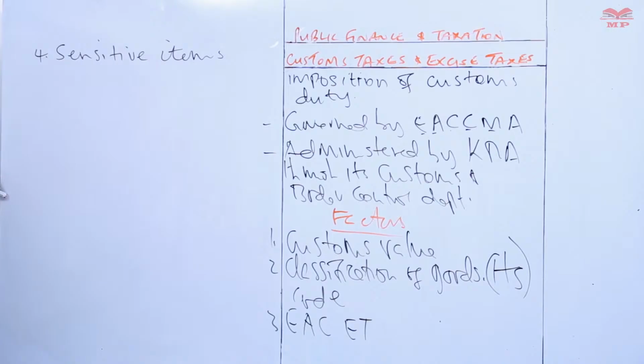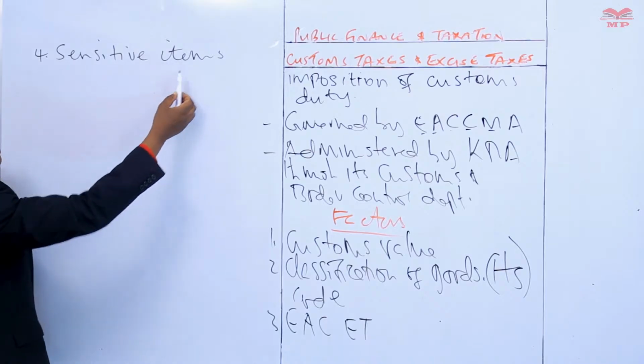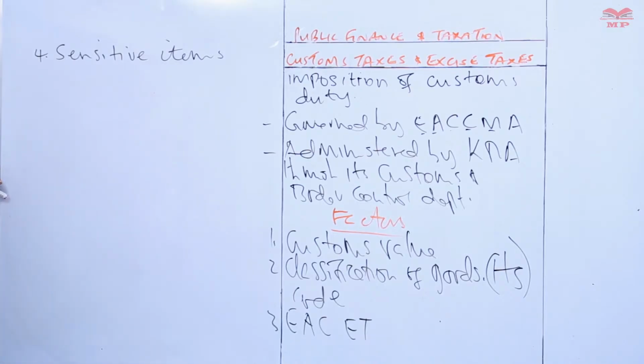Hello, candidates. The amount of customs duty is determined by several factors. One of them is sensitive items. There are certain goods that are deemed sensitive for economic or social reasons that attract higher duty rates, which can exceed the standard 25%, and may even go up to 35% or even higher for specific products as listed in the East African external tariff.